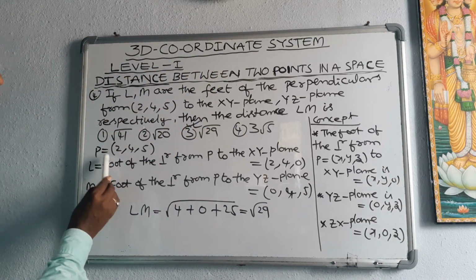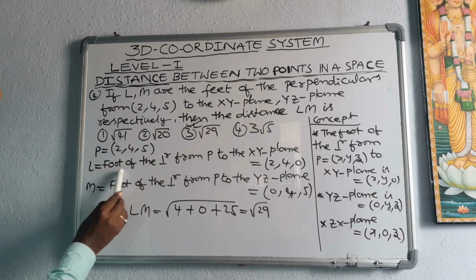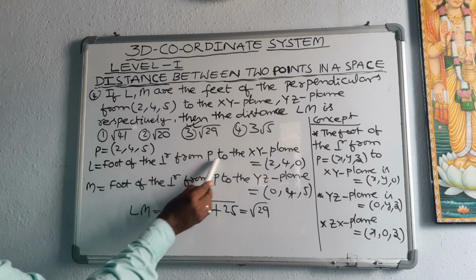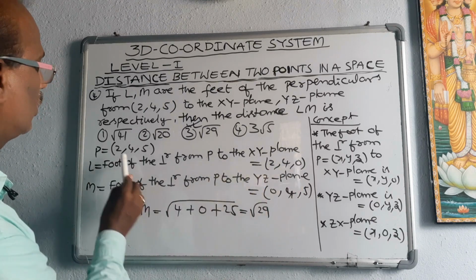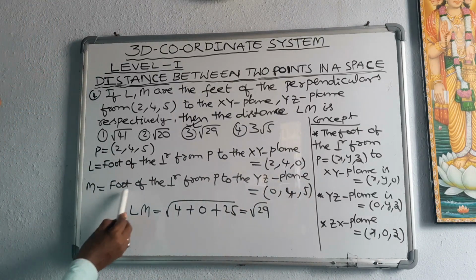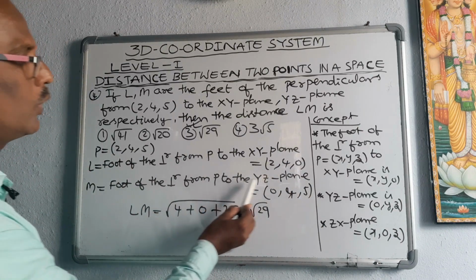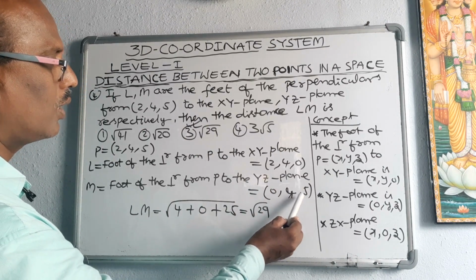Here P is given as (2, 4, 5). L equals the foot of the perpendicular from P to the xy plane. The z coordinate is 0, so the coordinates are (2, 4, 0). M equals the foot of the perpendicular from P to the yz plane. The x coordinate is 0, so the coordinates are (0, 4, 5).